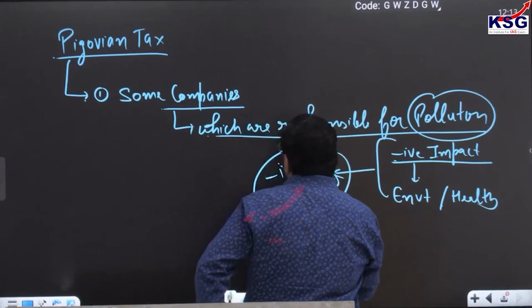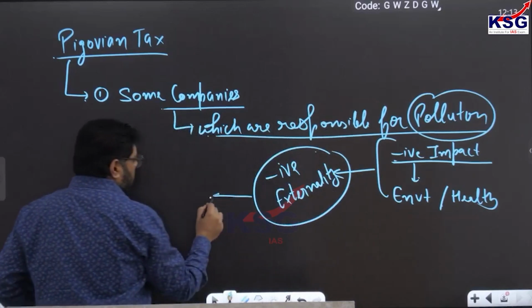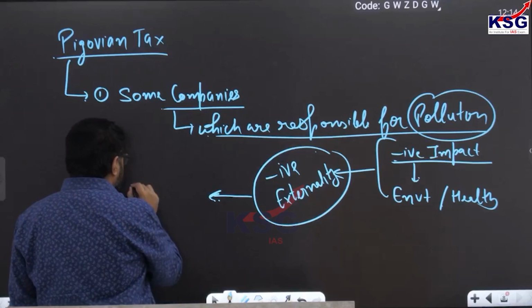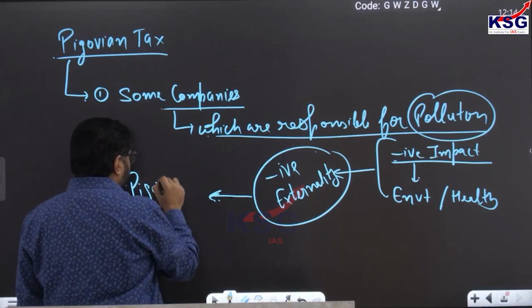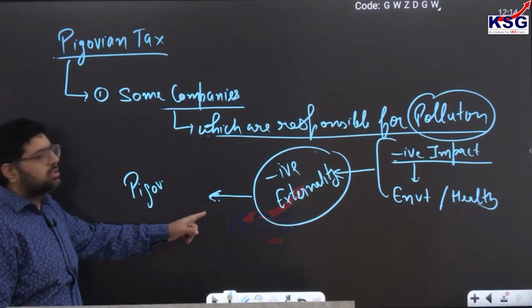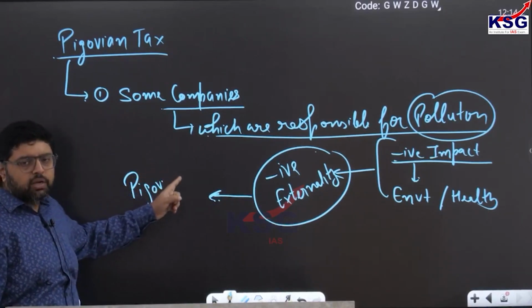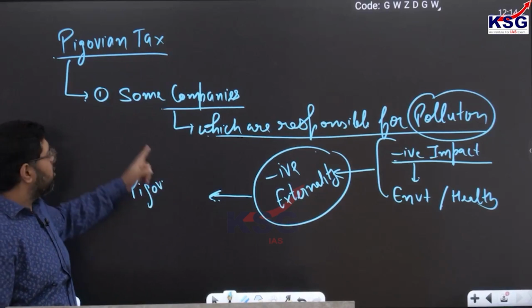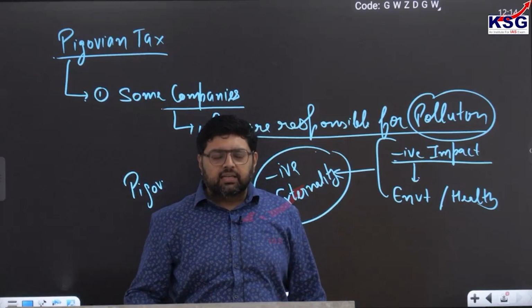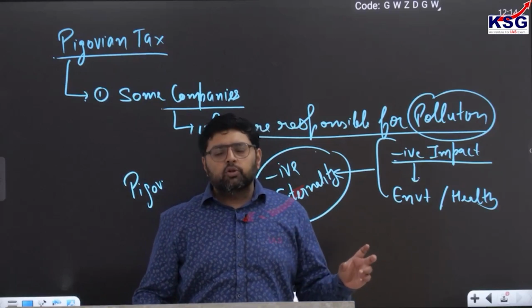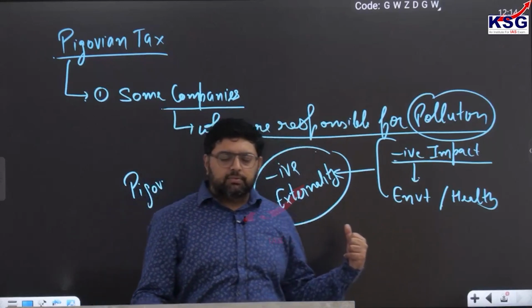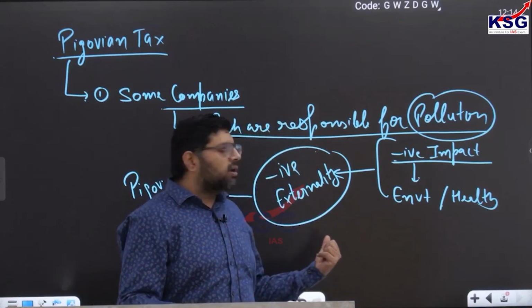This is called negative externality, and on this you can say Pigouvian. So those companies which are responsible for negative externality, on these companies some tax is imposed, for example carbon tax. So carbon tax is an example of Pigouvian tax. Once UPSC asked what do you mean by externalities. Although externalities means both positive and negative, here we are talking about negative externalities, meaning bad impact on environment and health.